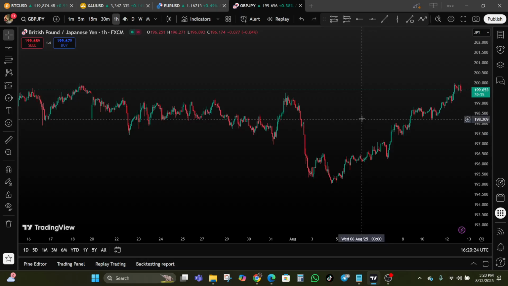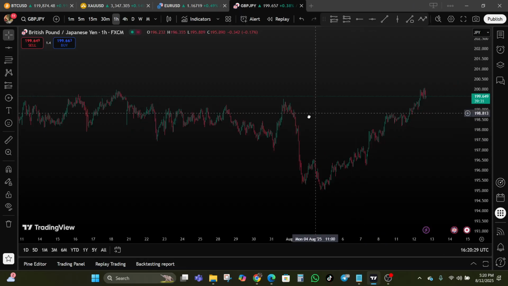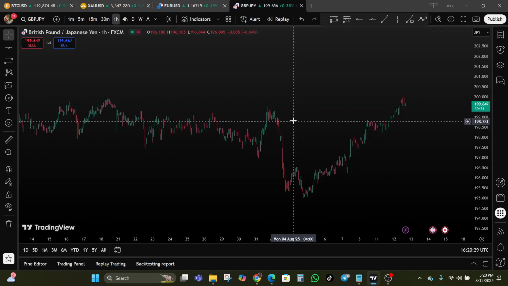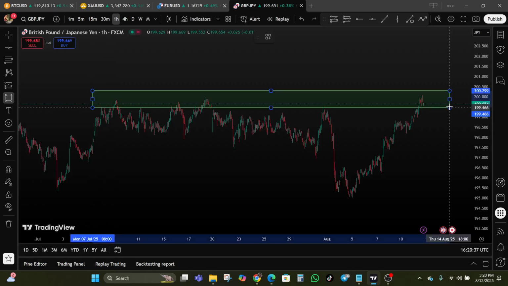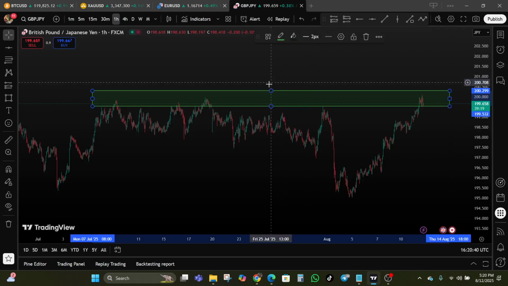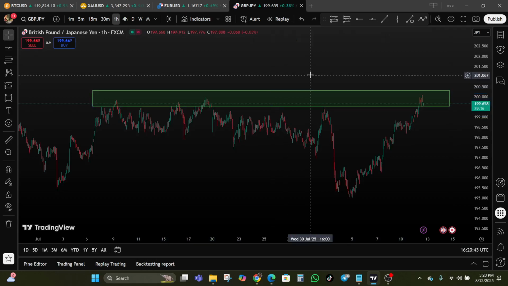Supply zones basically represent areas where sellers are likely to step in and push the price down. Those are supply areas.